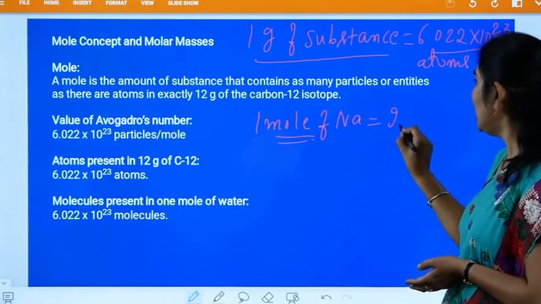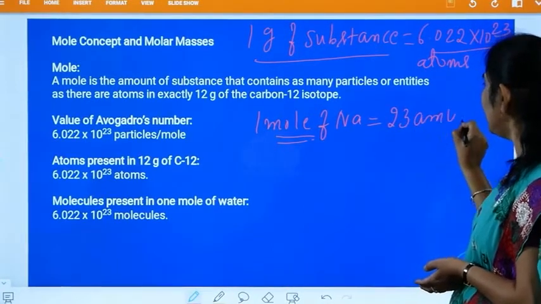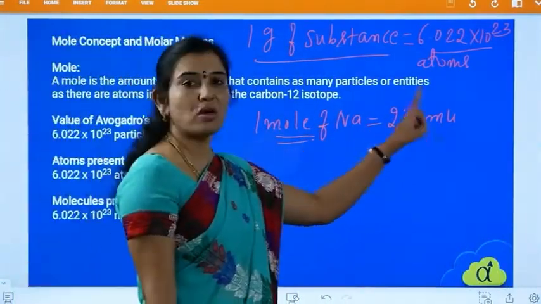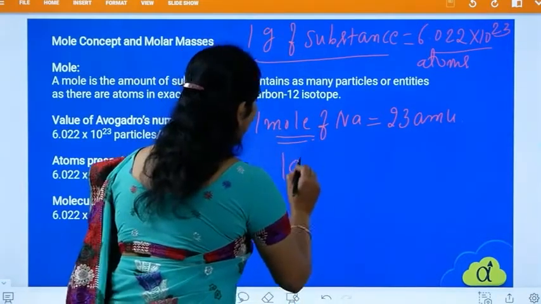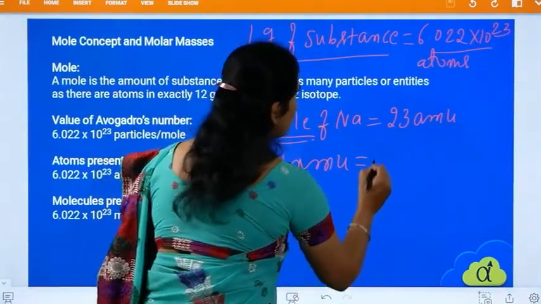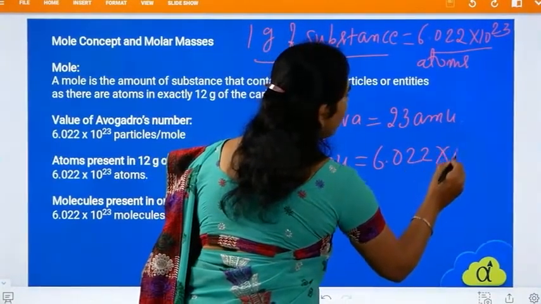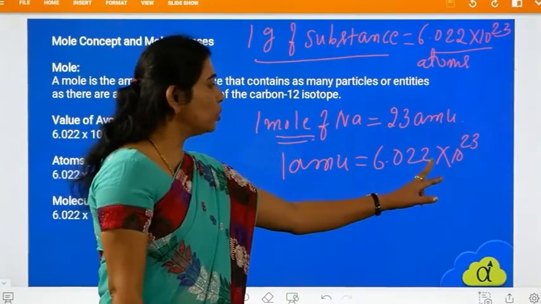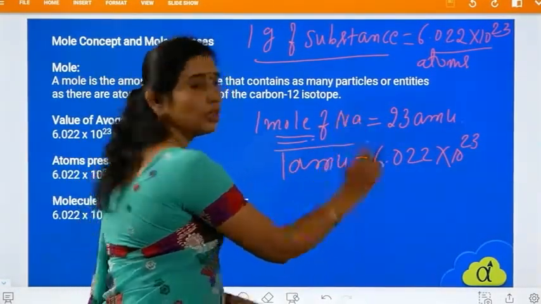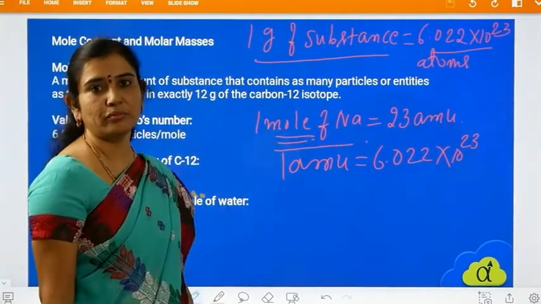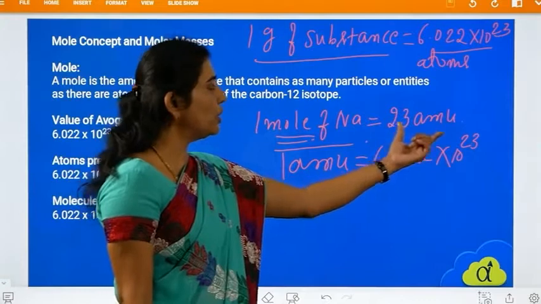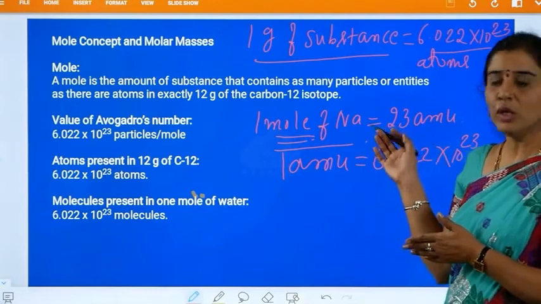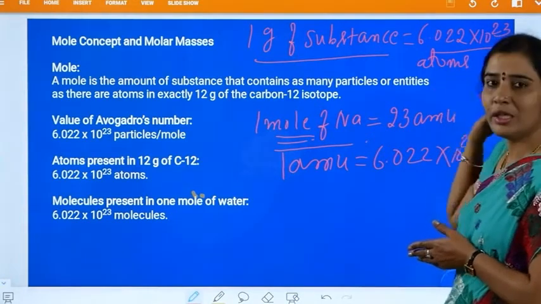It means 23 AMU, like that we can write. What is the 23? The atomic mass of sodium, in AMU, atomic mass unit. So here 1 AMU is equal to 6.022 into 10 power 23. So 23 times 6.022 into 10 power 23 will give you the molar mass of sodium. So here 1 mole of sodium means 23 AMU. Like this, 1 mole of water means 6.022 into 10 power 23 atoms.